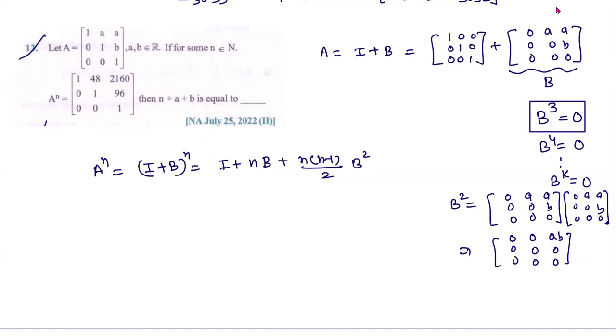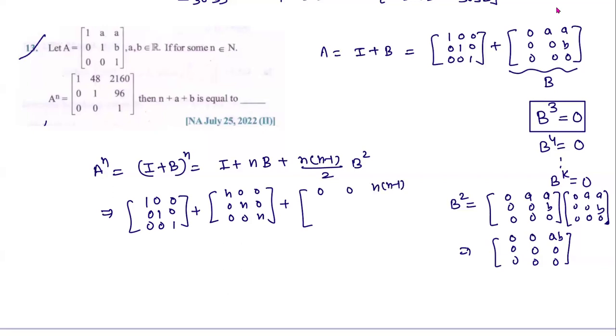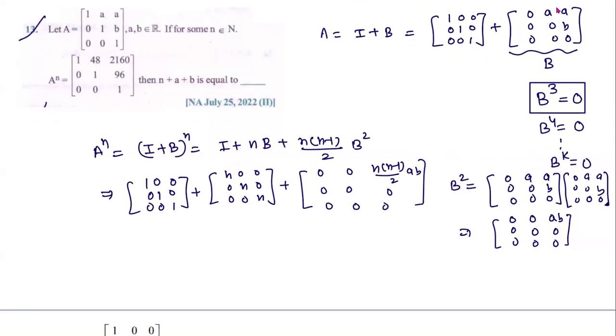Yes, sir. Now substitute. I means 1, 0, 0, 0, 1, 0, 0, 0, 1. N into B means N, 0, 0, 0, N, 0, 0, 0, N. And this N into N minus 1 by 2 into B square means 0, 0, N into N minus 1 by 2 AB, 0, 0, 0, 0, 0, 0. Am I correct? Yes, sir. What A power N did they give? A power N is 1, 48, 2160, 0, 1, 96, 0, 0, 1. Check? Yes, sir.